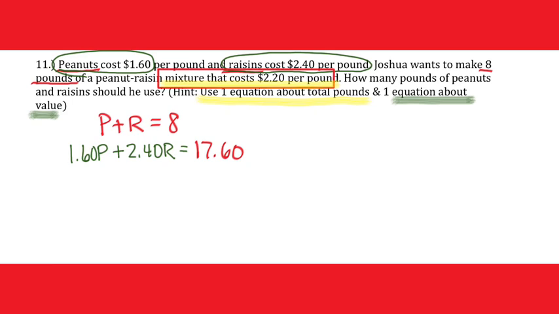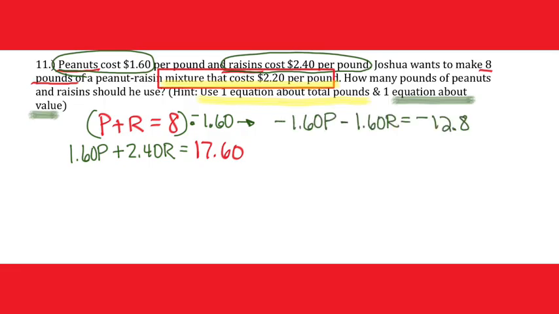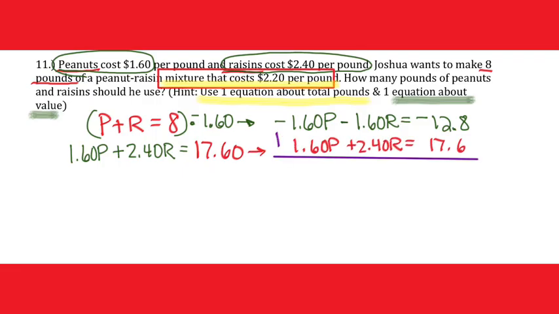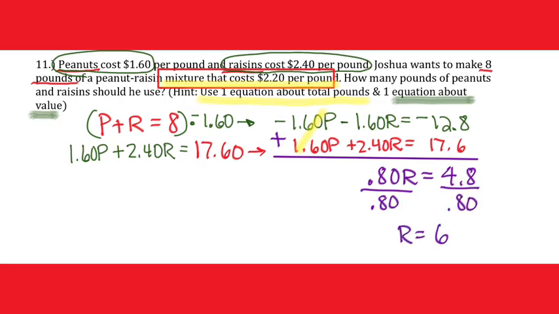And then I choose to solve by elimination. You could solve by substitution if you wanted. I'm going to eliminate the peanuts. So I multiply the top equation by negative 1.6 so I can add that up and eliminate the peanuts. When I do that, I end up solving for the raisins, and I get that there are 6 pounds of raisins. And when I put it back into the equation, that means I'll have 2 pounds of peanuts, right?